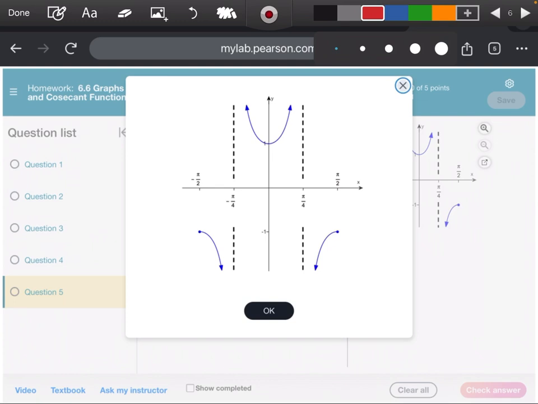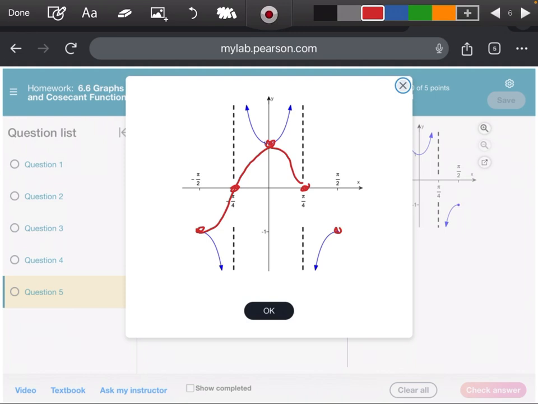Remember, at these points here, those points are going to match up with our original function, whether I'm looking at a sine or a cosine. And where we have the vertical asymptotes, those are going to be where we have the x-intercepts of our original function. So I start to draw my graph, and it's going to look something like this.